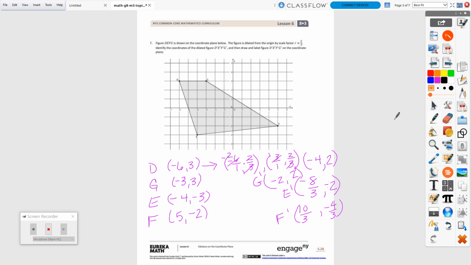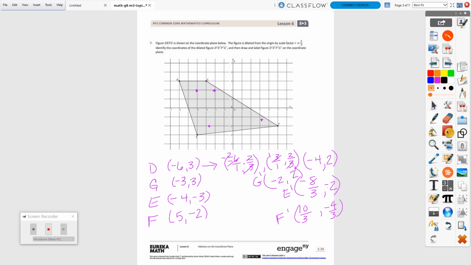And then the next thing we have to do is we actually have to go and graph this. So we're going to go back up top, and we're going to graph (-4, 2), (-2, 2), (-2 2/3, -2), and the last point is (3 1/3, -1 1/3).